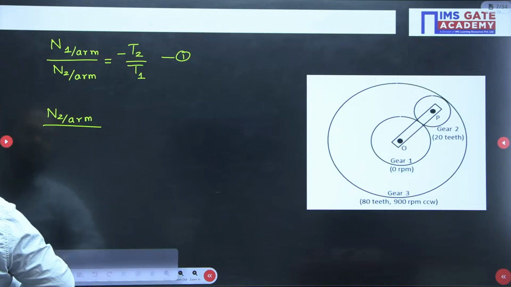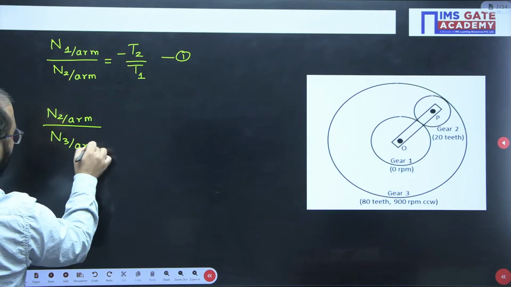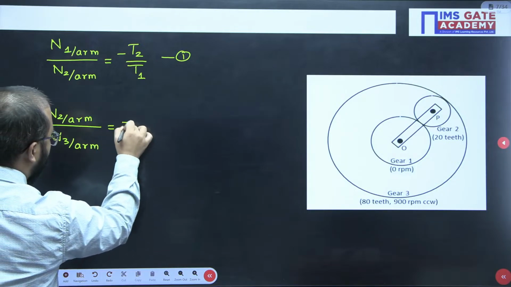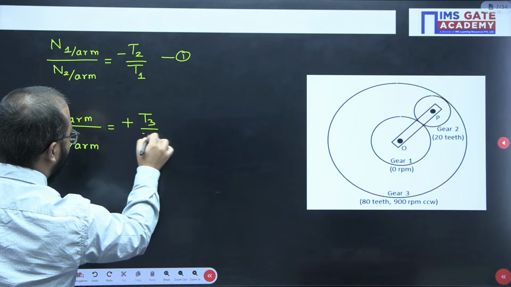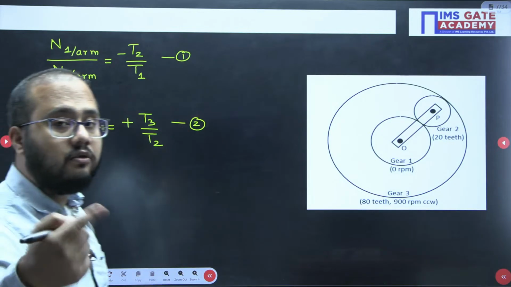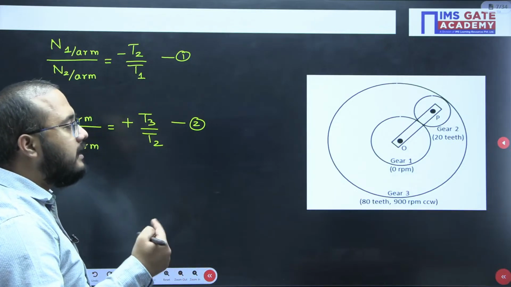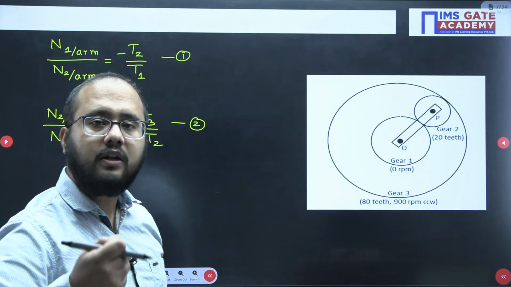divided by 3 with respect to arm equals plus T3 by T2. The question is why it is plus: because of internal gear meshing, and the sense of rotation is going to be the same. In gear 1 and 2, it is going to be external meshing, and that's why the sense of rotation is opposite.